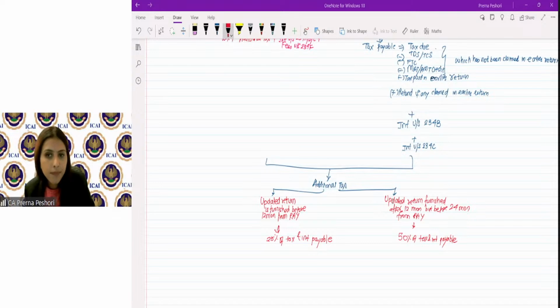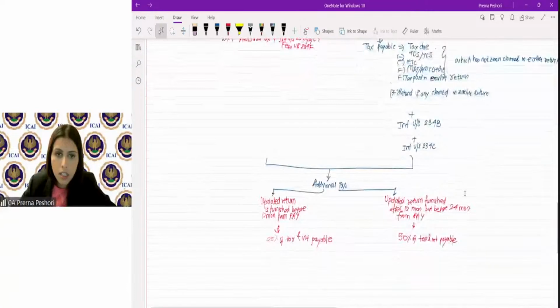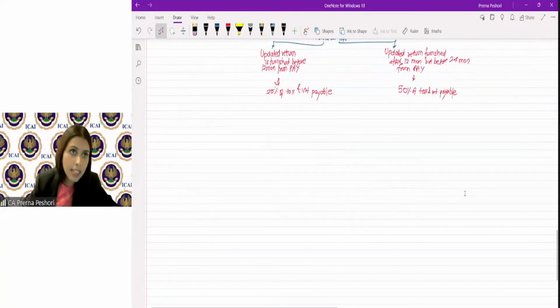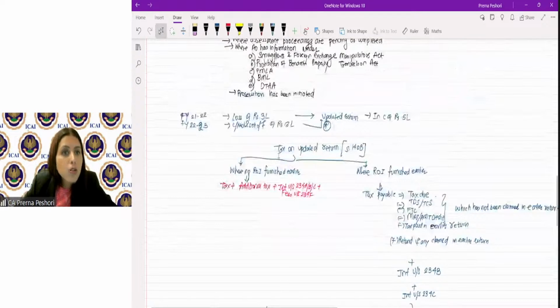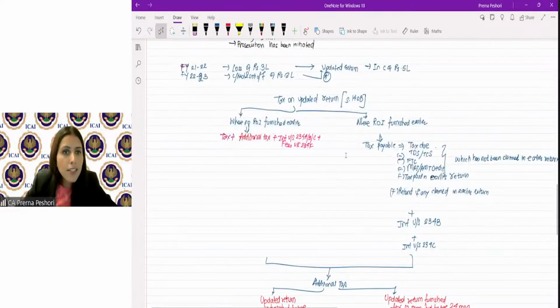Are we clear? So let's take an example to understand this. Let's say where return of income is not furnished. In this, it is very easy. You will have this particular tax, interest under 234ABC, fees under. So this additional tax will not be on fee. This is only on tax plus the interest. So on this amount, you will calculate the additional tax.